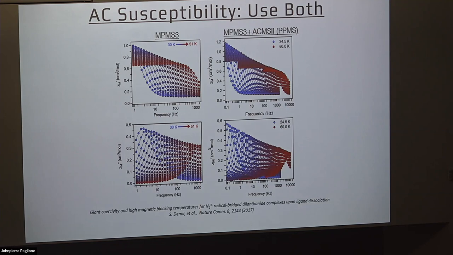In fact, this was actually one of my first little projects. We had Sylvain Demir, I think up in Michigan now. She had an MPMS-3 and does a lot of single molecule magnet work, looking at the real and imaginary components as a function of frequency. As she increased temperature, she ran out of bandwidth; she couldn't reach this peak. So we took the sample to Quantum Design and measured up to 60 Kelvin or so, because now we can measure up to 10,000 hertz, and we were able to stitch these two data sets together. Unfortunately, due to the bandwidth of the SQUID, we can't go faster than 1,000 hertz in the MPMS-3. The SQUID just can't react fast enough.